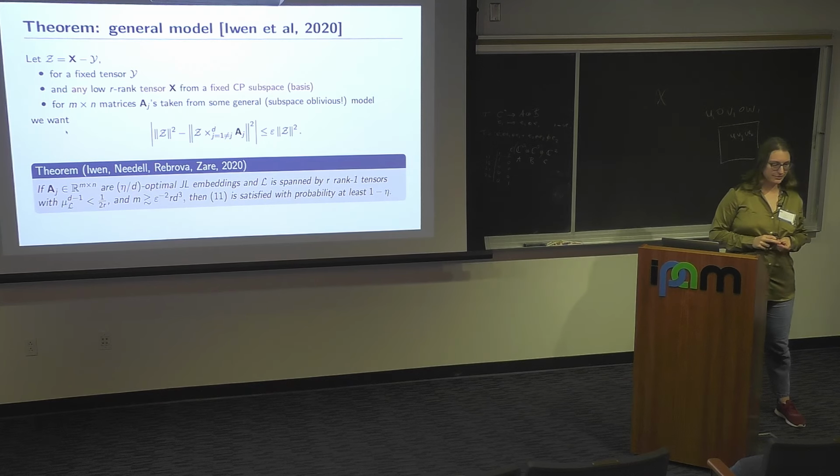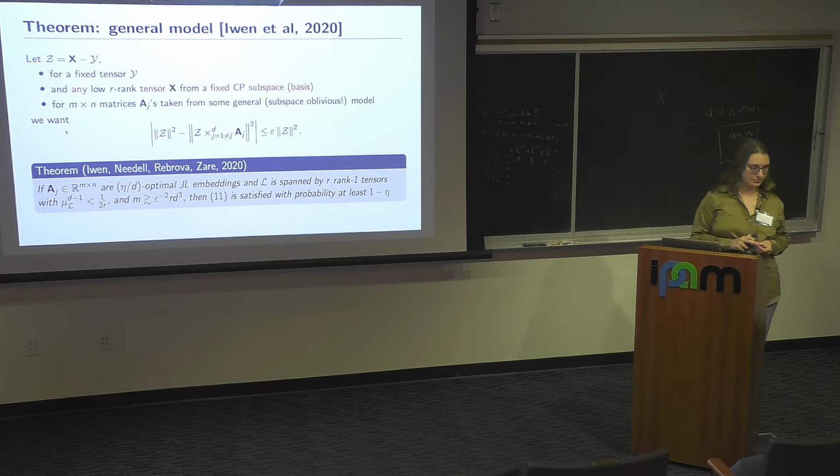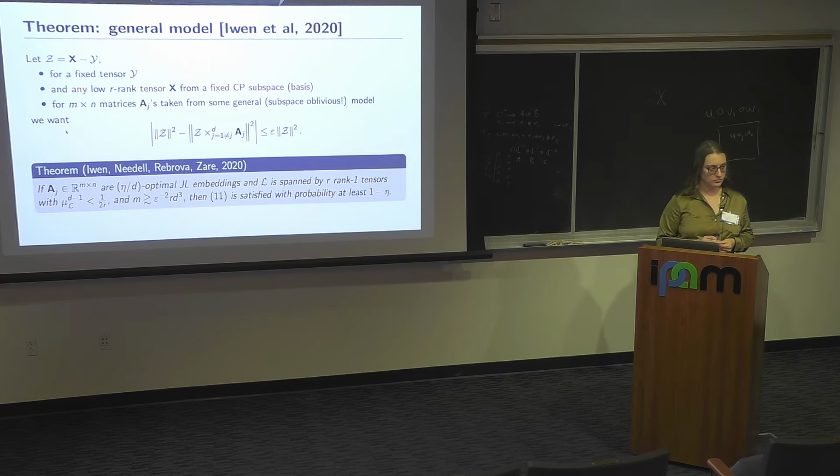I just want to make sure I understand. So you have some D-ray tensor, and the way you're going to compress it is by taking a random map on each of your D vector spaces and projecting them to smaller vector spaces? I think we can say that. Okay.